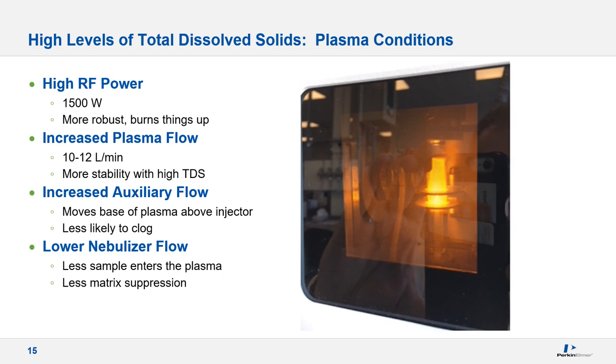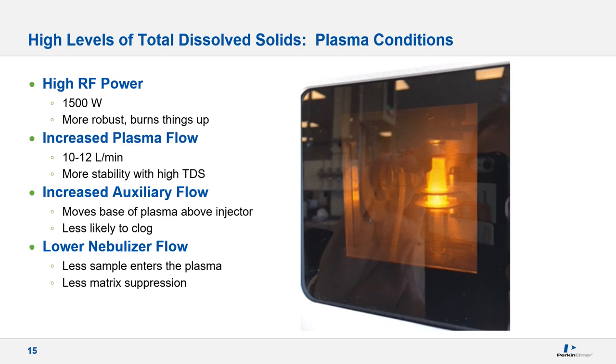The choice of plasma conditions is also very important when analyzing samples with high levels of dissolved solids. A high RF power is better able to handle the matrices. It will burn up more of the matrix, leading to less suppression. In addition, a plasma flow of 10 to 12 liters per minute will provide better stability with high levels of dissolved solids. Increasing the auxiliary flow a bit will move the base of the plasma away from the injector tip, reducing the chances of matrix deposition on the injector, which could cause clogging.